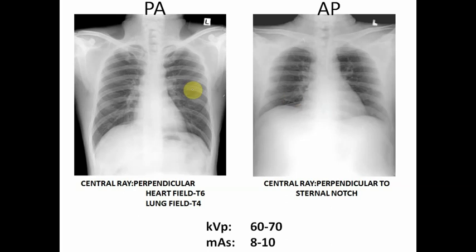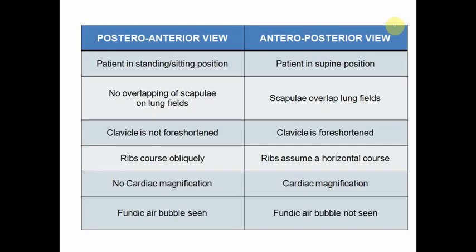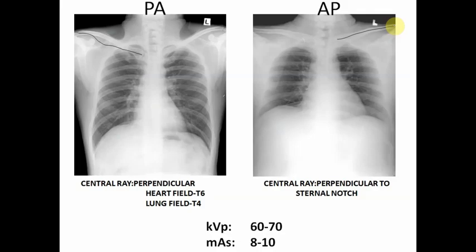In PA view the clavicle is not foreshortened, whereas in AP view the clavicle will be foreshortened. You can see here the length of the clavicle. The size you see here in the AP view is the actual size, because the patient is lying supine and the arm is not tilted. When it's tilted, there will be foreshortening. Ribs course obliquely in PA view, whereas in AP view the ribs are in a horizontal course.